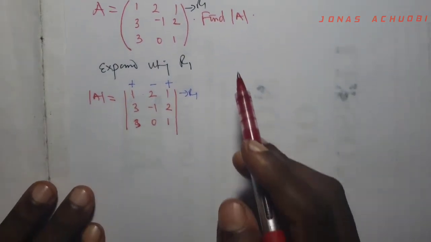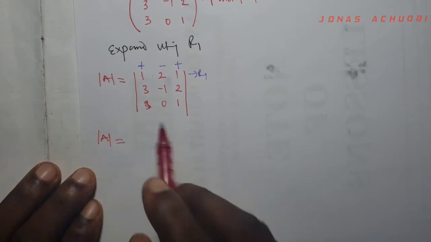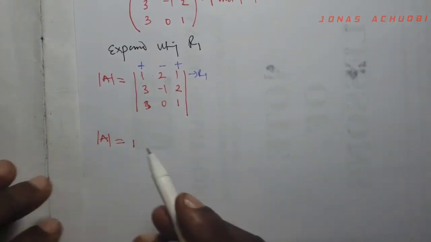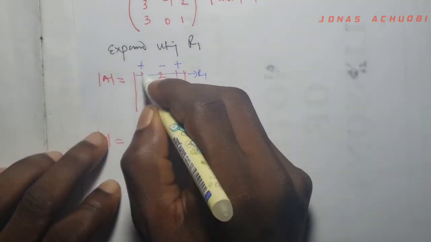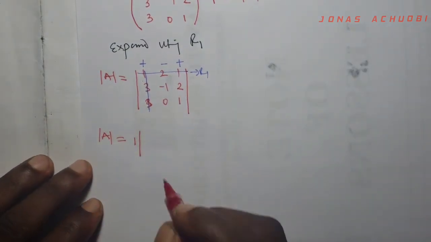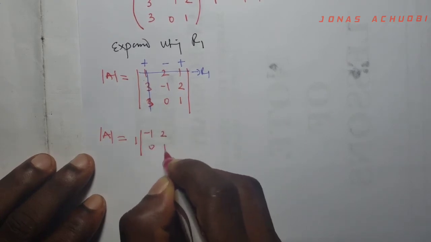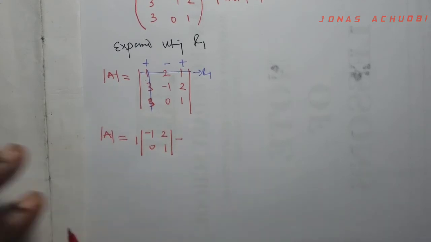Okay. Now, the determinant of matrix A is equal to, so what's the first entry here? A11 is 1 in this case. A11 is in row 1, so we delete the row 1 entries and the column 1 entries. So what do we have? We now have a 2 by 2 reduced determinant: -1, 2, 0, and 1. What will be the next sign? It will be minus. So minus.